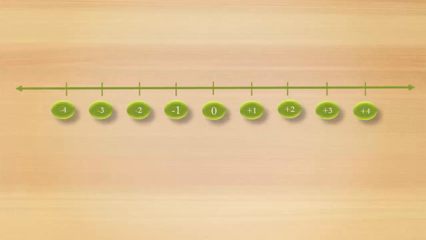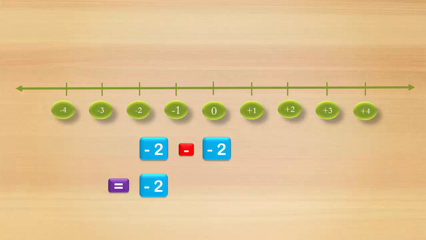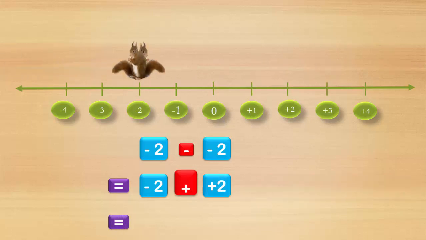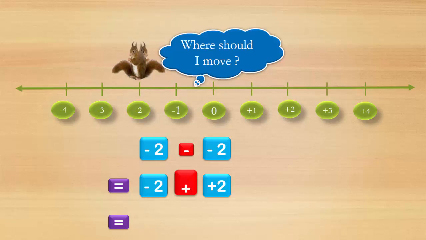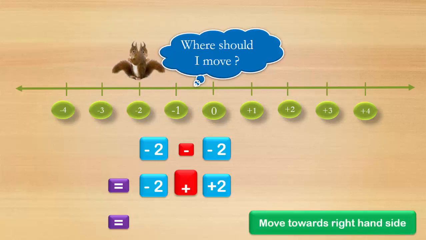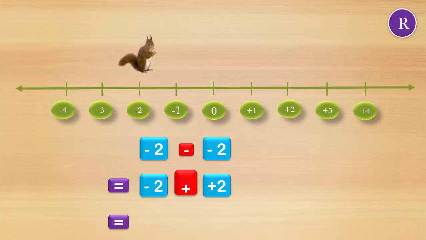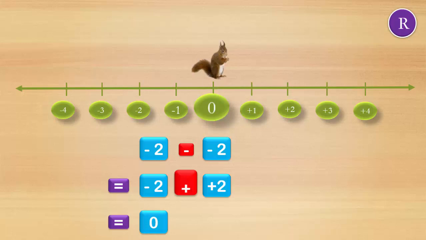Let's take a new example. Negative 2 minus negative 2. This is the given example. It is equal to negative 2 as it is. We have to change the sign of the second number and need to add positive 2. So the squirrel is on negative 2. Two directions, left hand side and right hand side, where should I move? As per the rule, move toward the right hand side of the number line. So the squirrel will move two places. 1, 2. She reached 0, so the answer is 0.